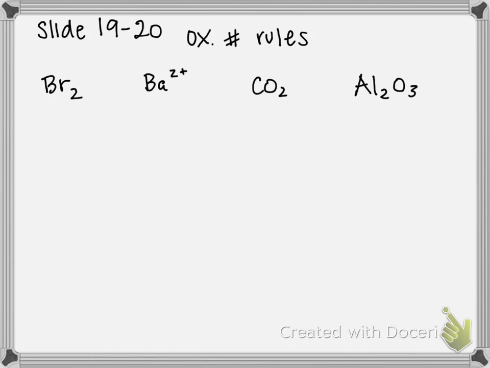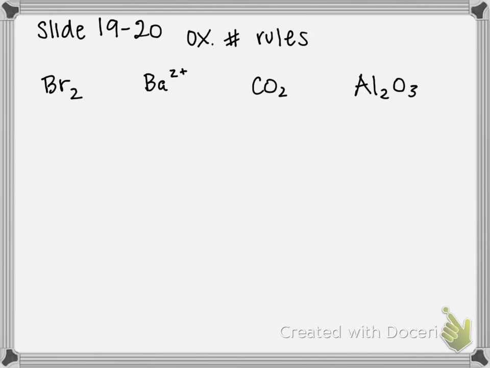Rule 4 says that group 1 oxidation state is +1 and group 2 is an oxidation state of +2. Rule 5 says that fluorine is a -1 oxidation state unless it's paired with oxygen or fluorine, and all of the other halogens have a -1 oxidation state. Rule 6 says oxygen typically has an oxidation state of -2, and Rule 7 says that hydrogen typically has an oxidation state of +1.